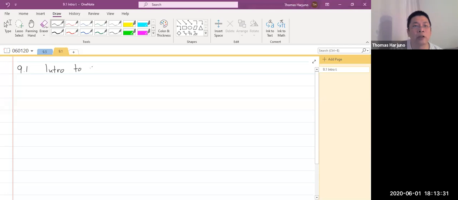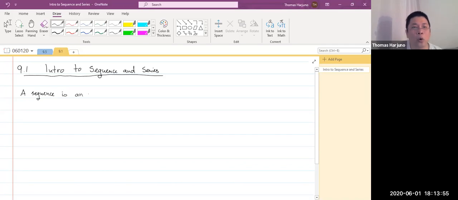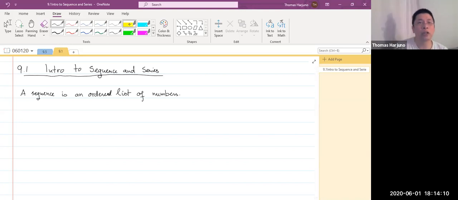Intro to sequence and series. What is a sequence? A sequence is an ordered list of numbers. The keyword is the word order. So the order is important.